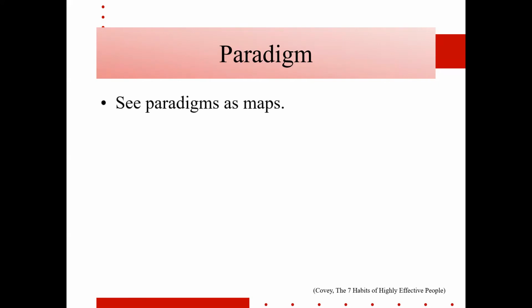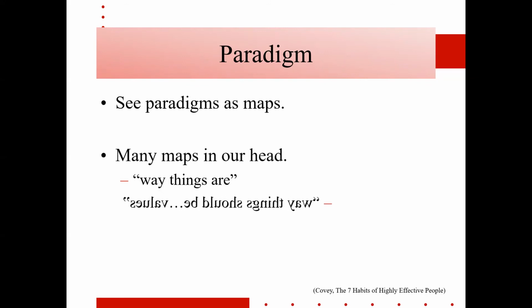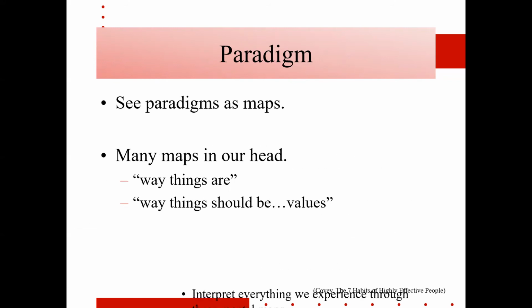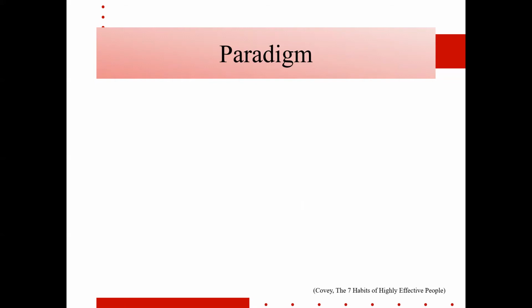Now, paradigms, we can see these as maps. There are many maps in our head. It's the way things are, or perhaps the way things should be, our values. And we interpret everything that we experience through these mental maps, right? That's how we, again, make sense of things.